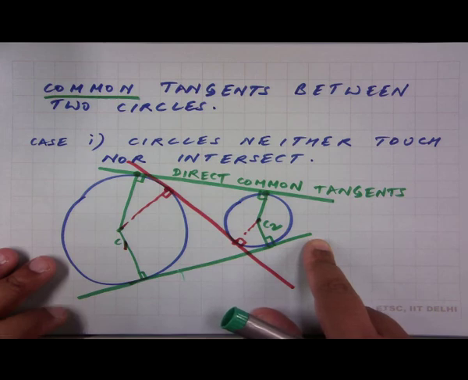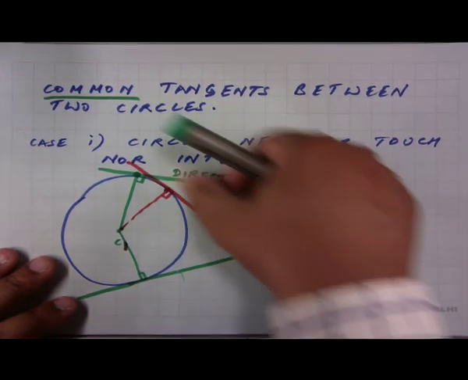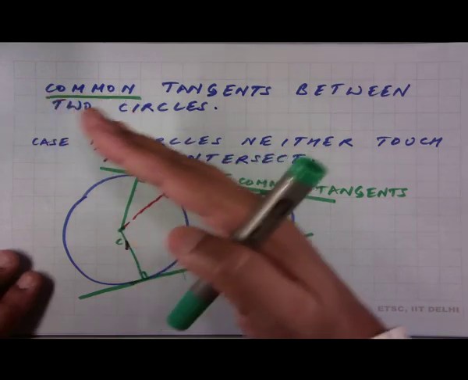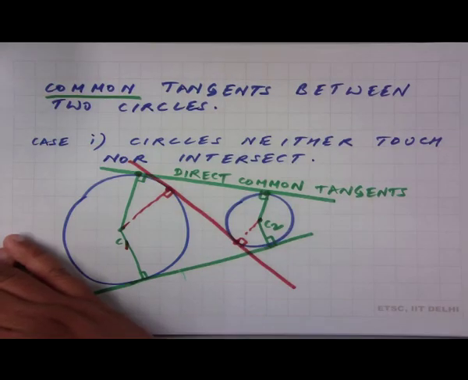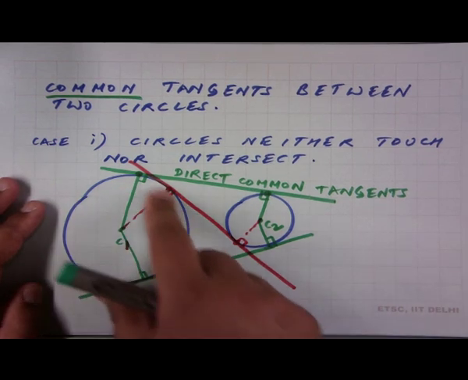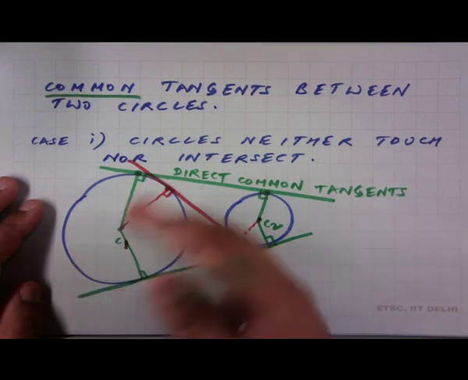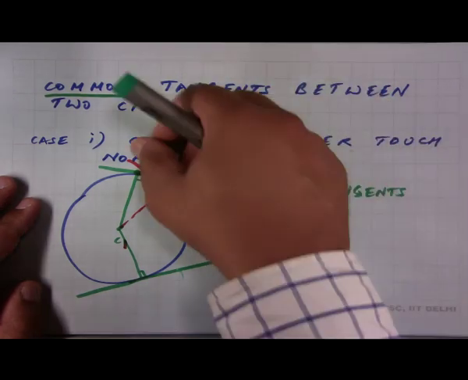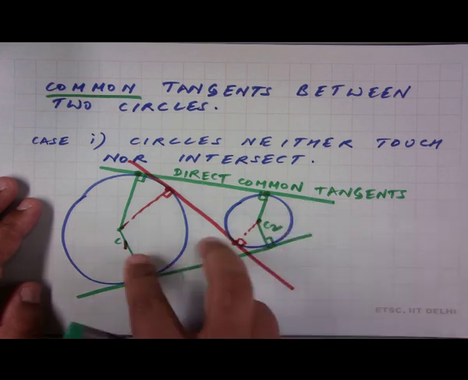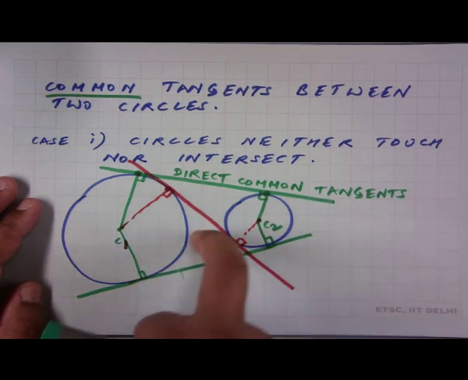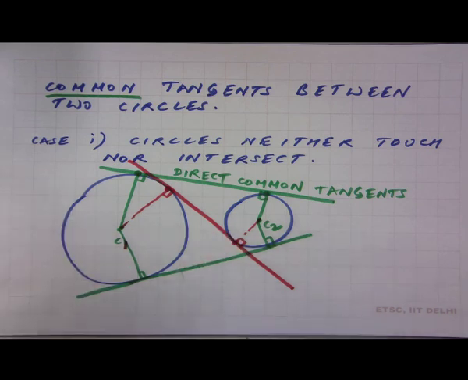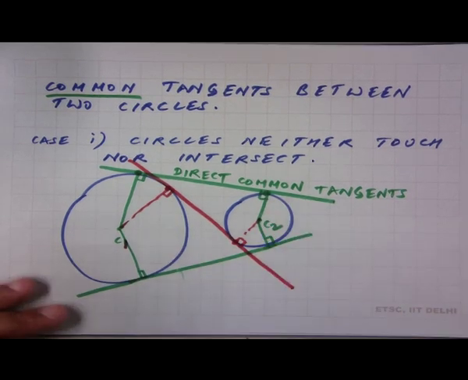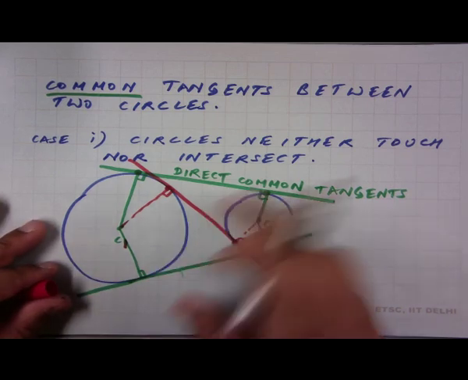But in the case of the red tangent, the red tangent divides this surface into two parts, one is this side, the other is this part. We can see that this bigger circle is on this side and the smaller circle is on the opposite side. Such a tangent for which the two circles are not on the same side of the tangent is called a transverse common tangent. This is also a common tangent because this straight line is a tangent to both the circles, but the circles are on opposite sides of the tangent.